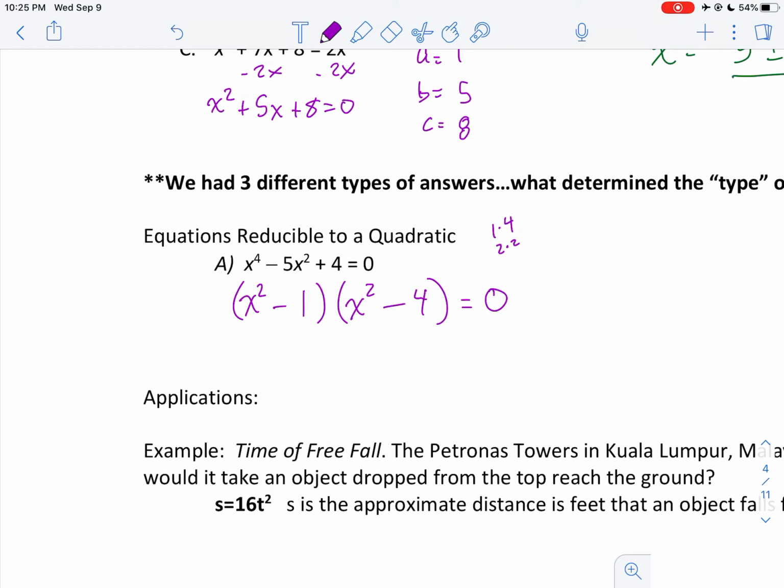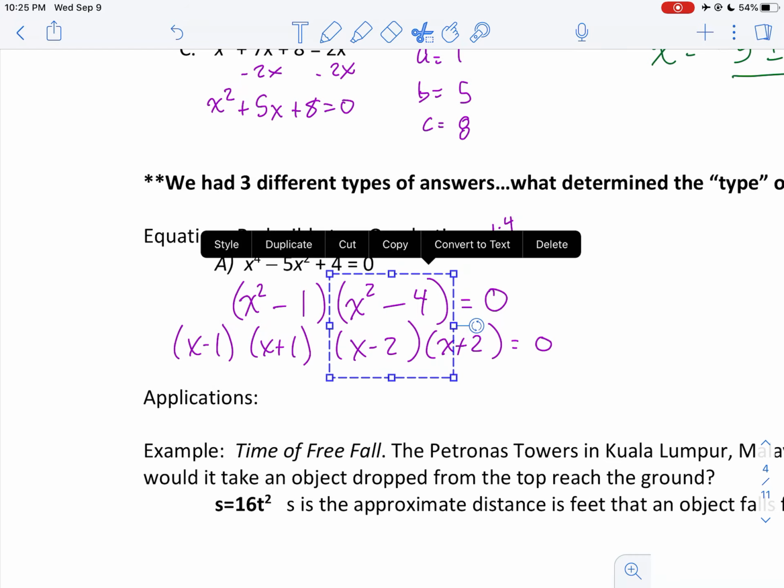Okay. Now, at this point, I would recommend seeing if you can factor again. And you'll notice we can. This becomes x minus 1, x plus 1. Remember, difference of squares. x minus 2, x plus 2. And maybe I should have done that in a different color here. Let's do it like this.